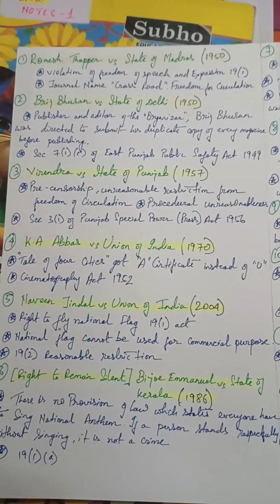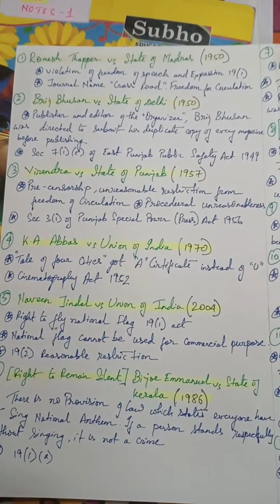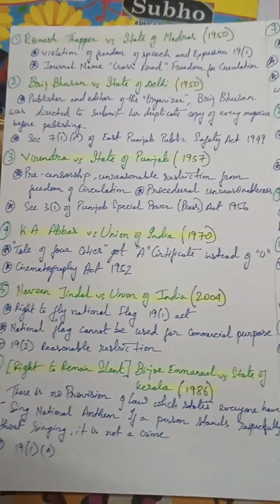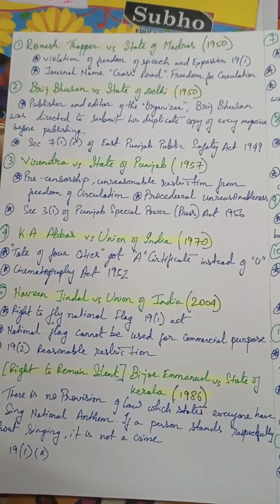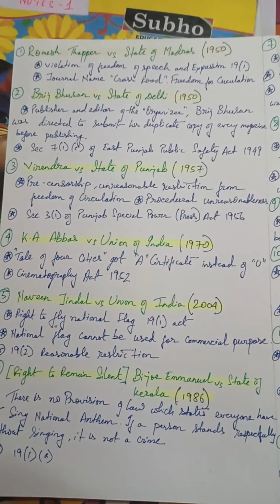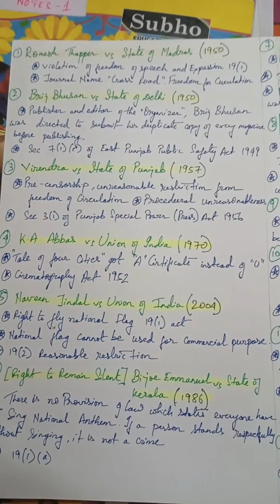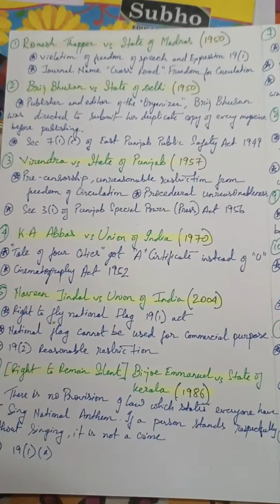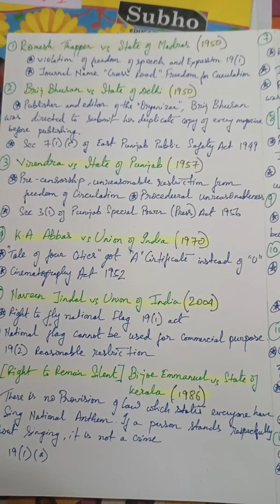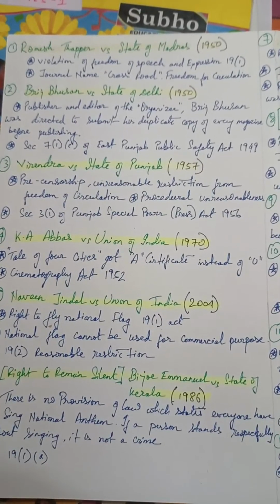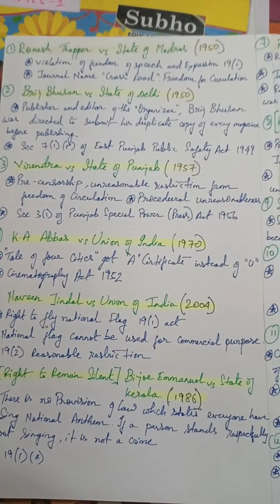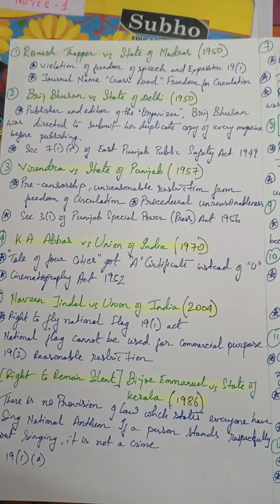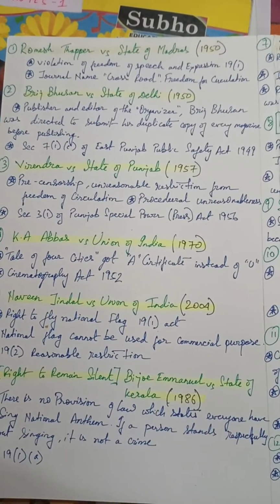Now we must know what this case signifies, and why we are studying it. As far as the significance is concerned, it affirmed freedom of press as integral to freedom of expression in a democratic society. It established the doctrine of severability, allowing for striking down unconstitutional portions of laws without invalidating the entire statute.